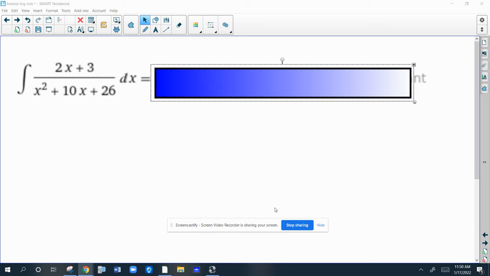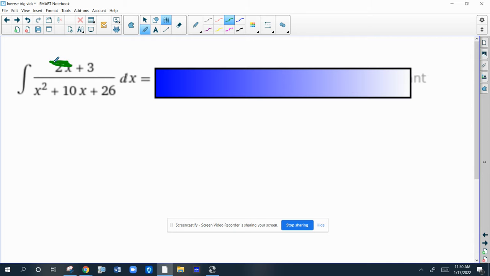Another thing I notice about this is it looks like it could be an arctan as well if we complete the square. Because if we complete the square, I think we can make the bottom u squared plus a squared, which would be an arctan. However, the top is kind of not good for that because that 2x is in the way. That would be a nice arctan problem.